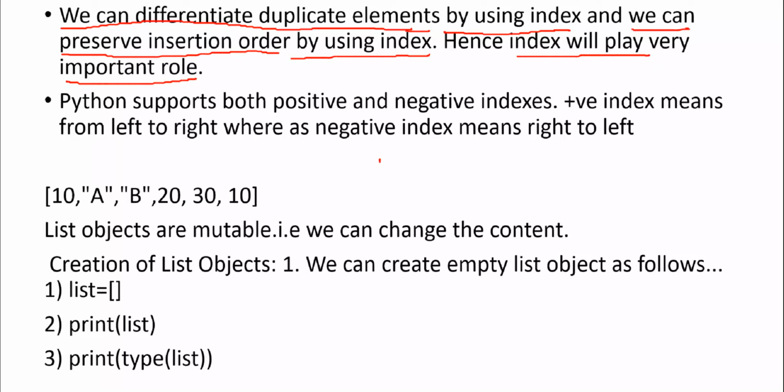Okay, suppose I have a list L. In that list I have 10, 20, 30, again 10. So here 10 is there, here 10 is there. That means 10 is repeated 2 times. That means duplicate.